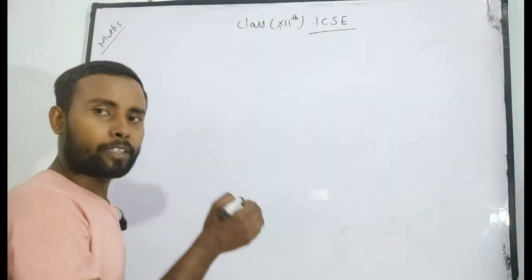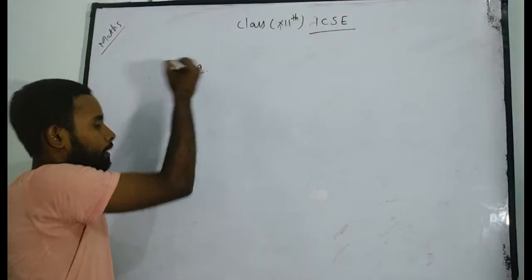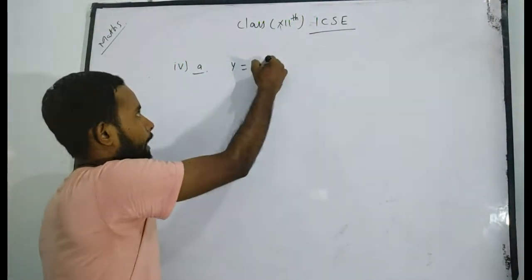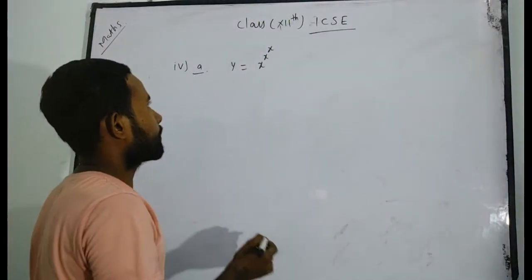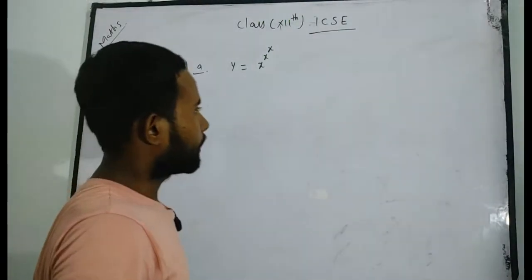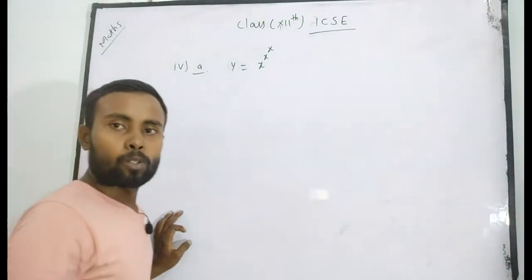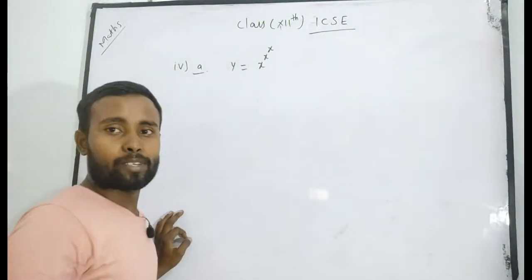First will be this, 4a. 4a will be y is equal to x to the power x to the power x. You have to differentiate this function. As you know, there is no formula through which you can differentiate this function.